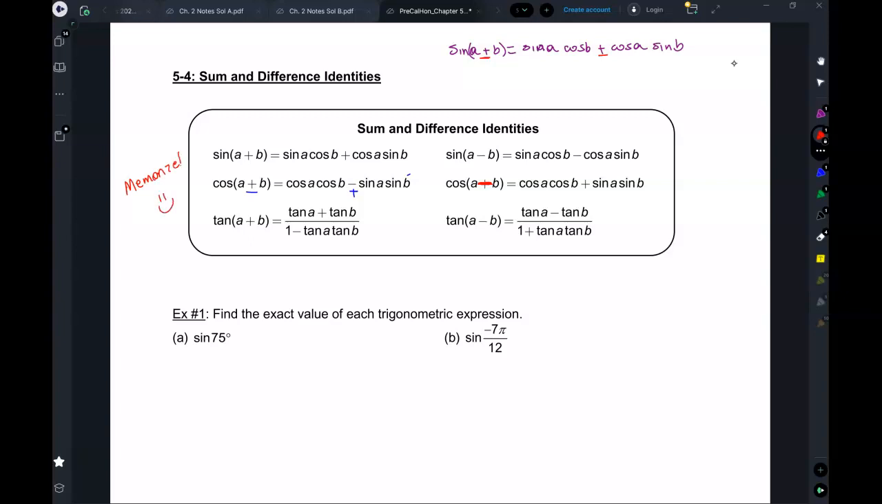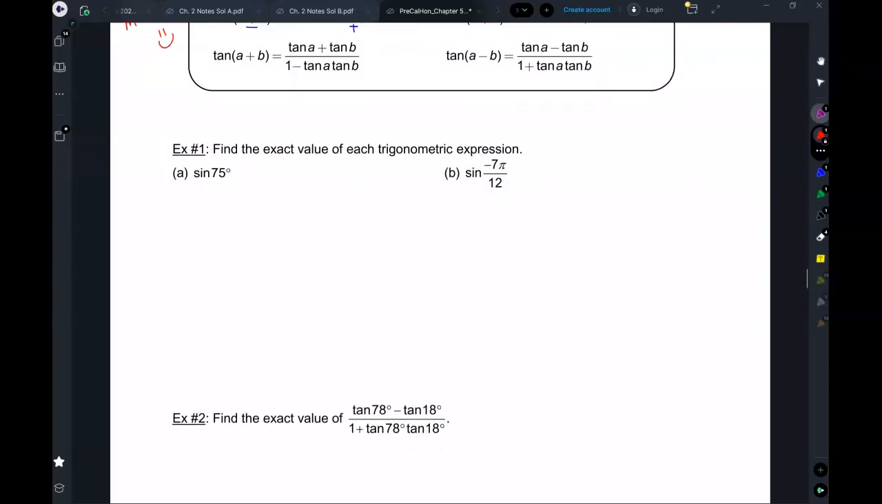Okay, now, why do we use these? Well, we know how to find the trig functions of special angles on the unit circle, right? But the only angles we've been dealing with this whole time are 0, 30, 60, 90, 45, right? Well, what about all the ones in between? What about sine of 75? We haven't even acknowledged the existence of those angles. So we have to have a different way to evaluate those.